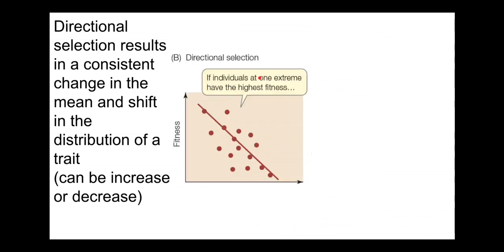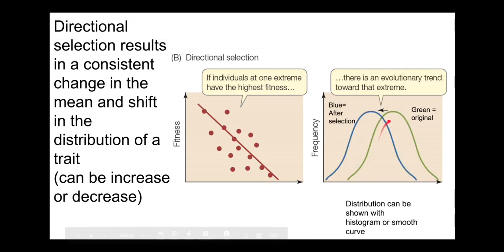Here's another representation of this in terms of negative selection. Here we've got some sort of trait. It's not defined in this figure from this book, but here individuals highest on the x-axis have the lowest fitness, whereas the individuals on the left-hand side have the highest fitness. So there's a negative correlation. So this is going to drive the distribution to be smaller. The green here is the original distribution, and selection is going to shift the peak in this direction.